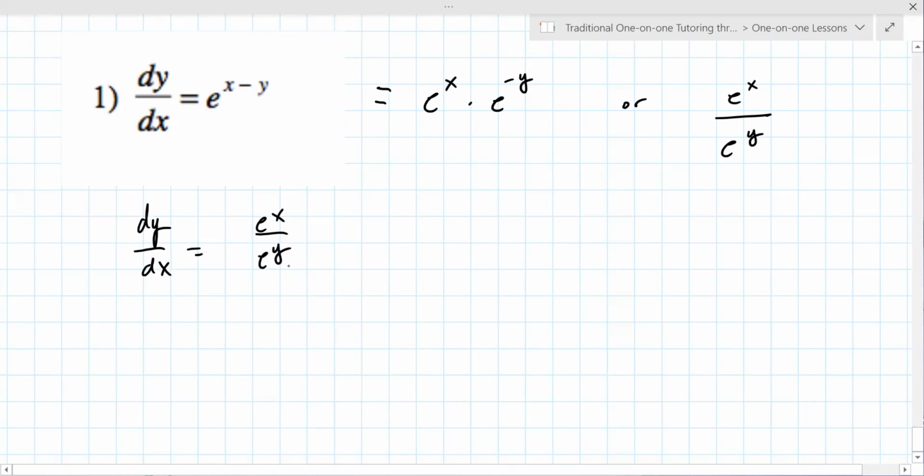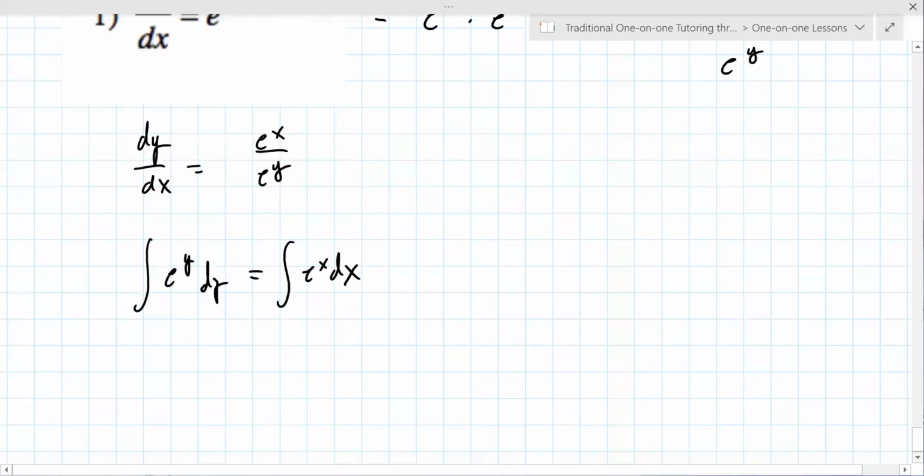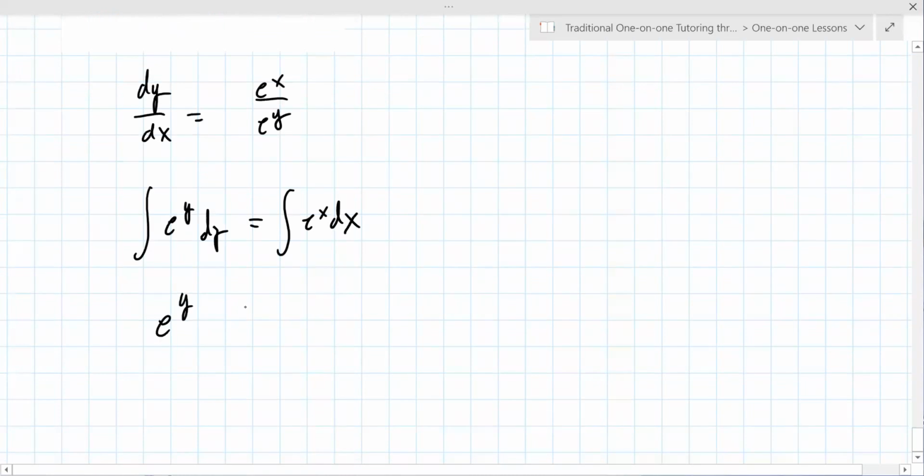Well, you do the same thing. You get the y's on the left, and you get your x's on the right. Okay. So your antiderivatives are the same for both. And then you undo e with ln. So you get y equals natural log of e to the x plus c.